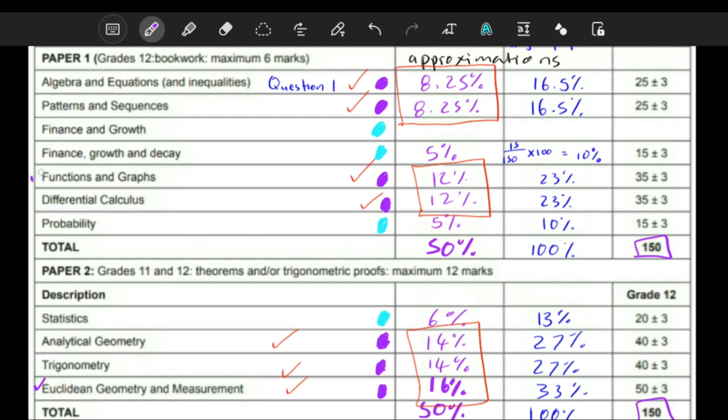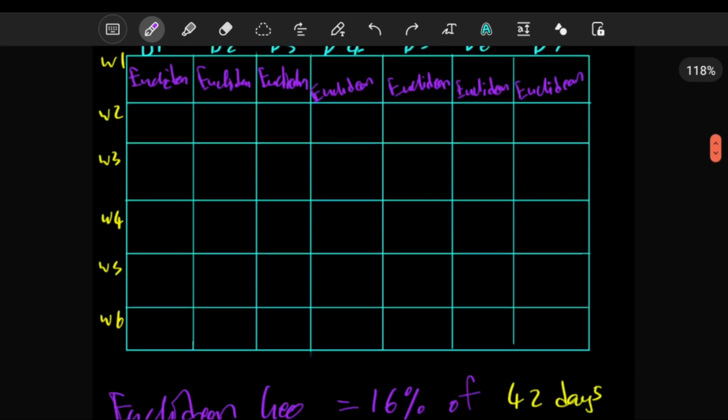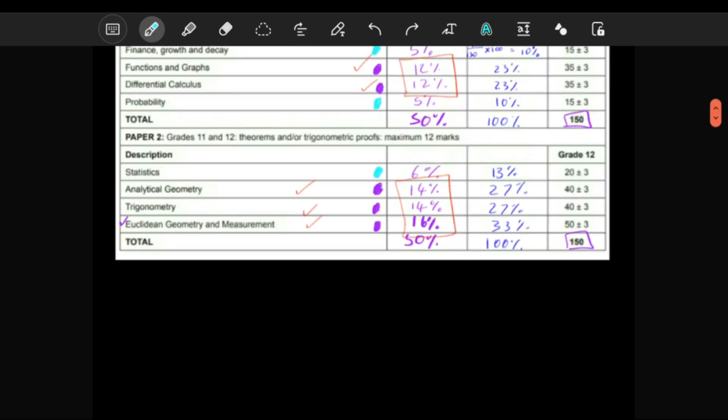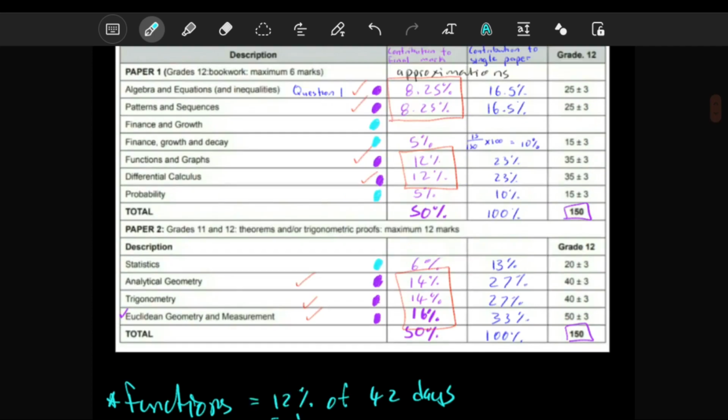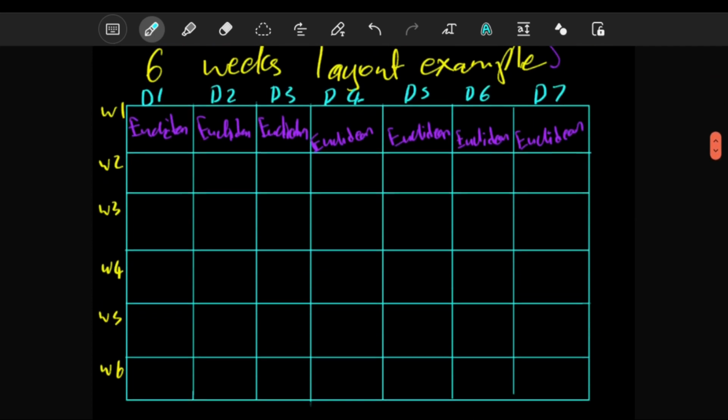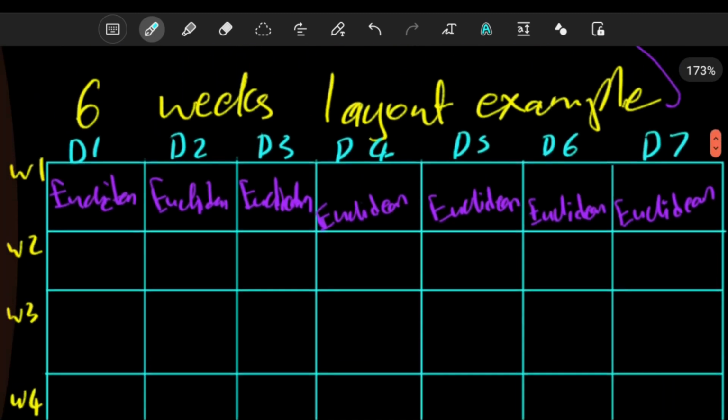So the next paper 1 topic that you would be looking at is something like functions and graphs. And here you know that functions and graphs only contributes 12% of your final mark. So for something like functions and graphs, it's 12% of 42 days, of which in your calculator is just 5 days, you see. So functions, you basically just want to spend 5 days on that. So obviously this just means in the following week, 5 days would be on functions and graphs.